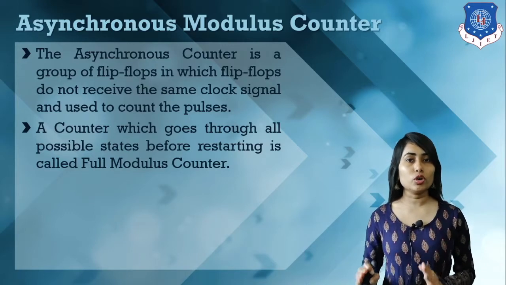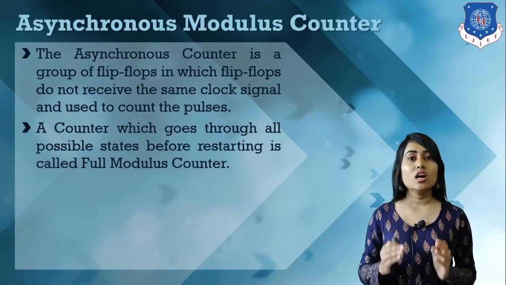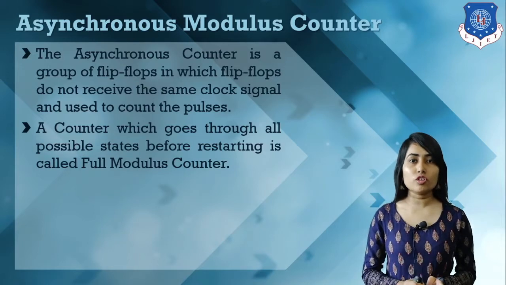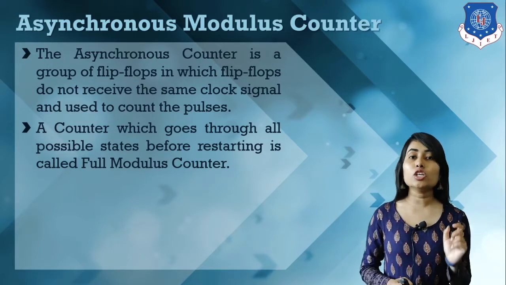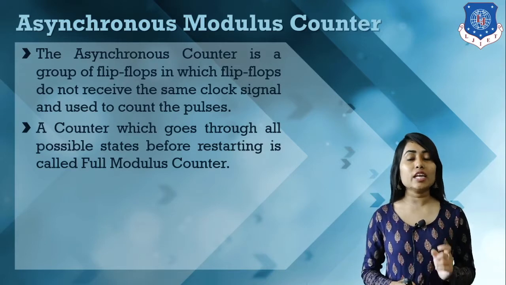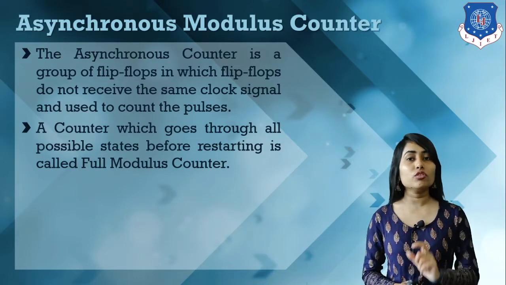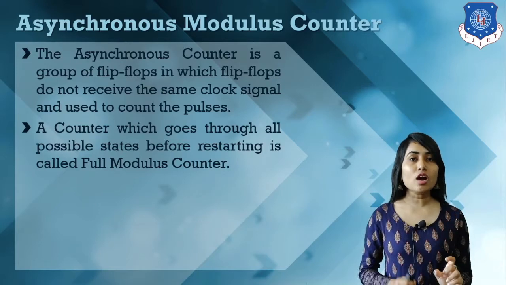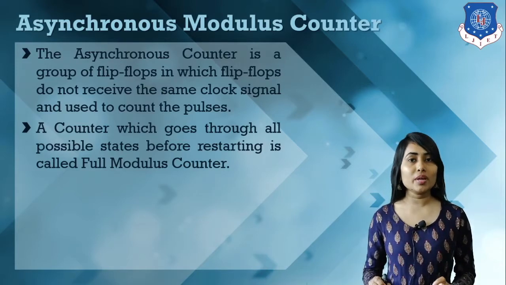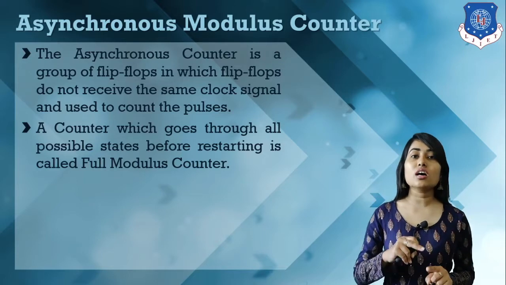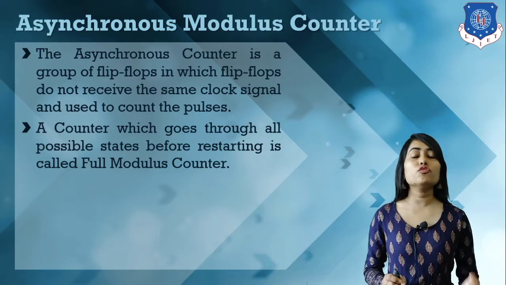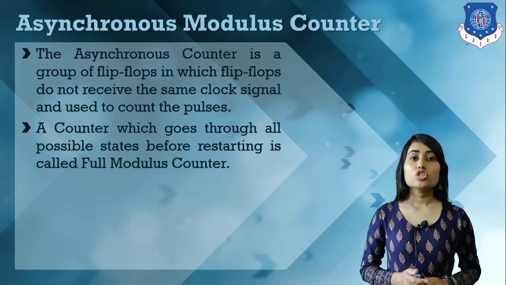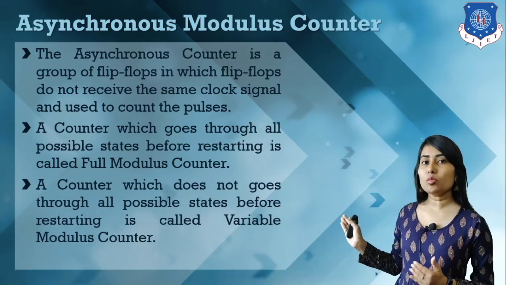modulus counter. That means if we have 3 flip-flops, these 3 flip-flops can count a total of 2 raised to 3, that means 8 possible values. If 3 flip-flops can count a total of 8 possible combinations, and if it counts all 8 combinations before restarting, it is known as a full modulus counter. So next we have a variable modulus counter.